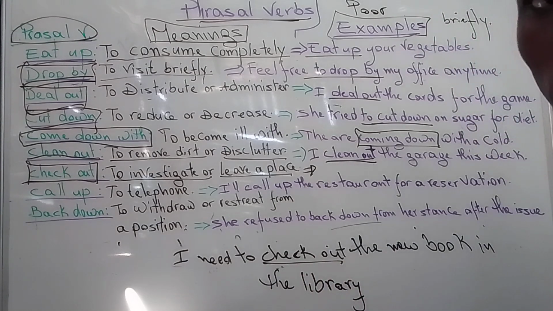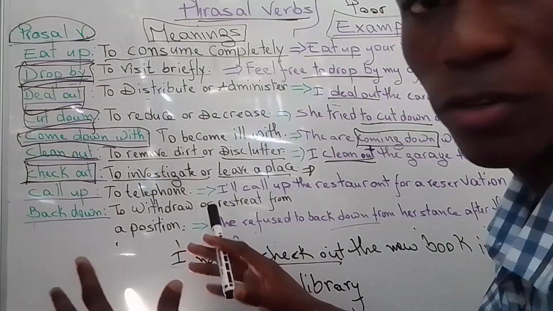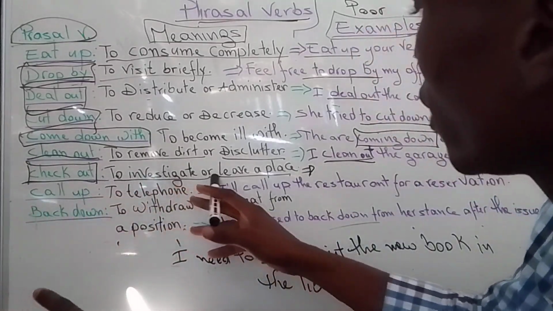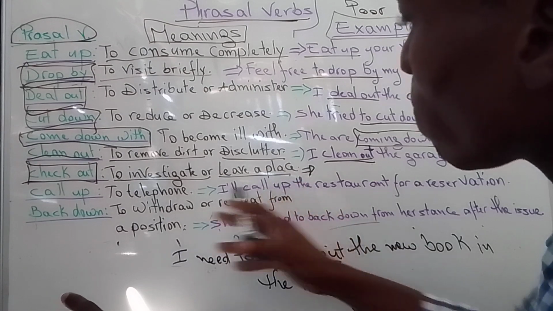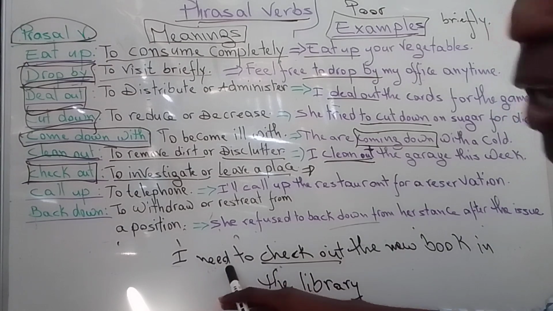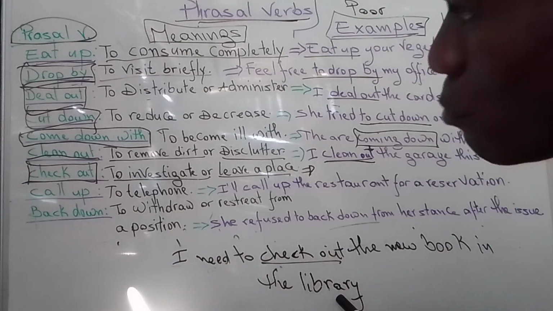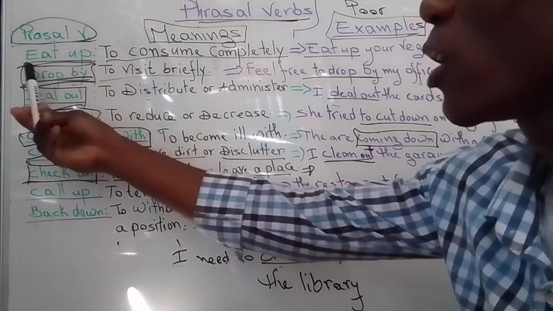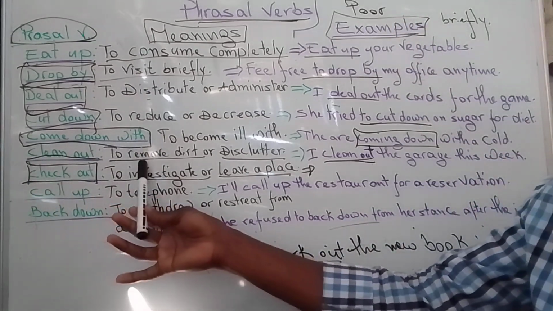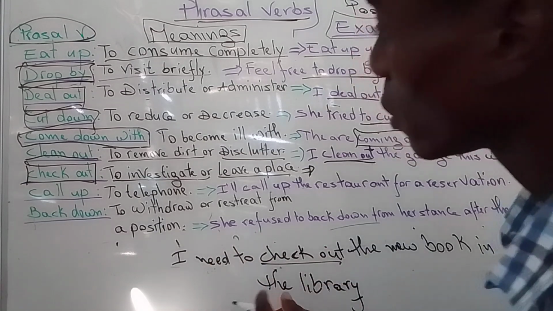So make sure you understand, because it is very easy and important to learn these phrasal verbs. We have check out right here: to investigate or leave a place. This is an example for check out: I need to check out the new book in the library. We have phrasal verbs right here: eat up, drop by, deal out, cut down, come down with. Make sure you get it right to learn these phrasal verbs.